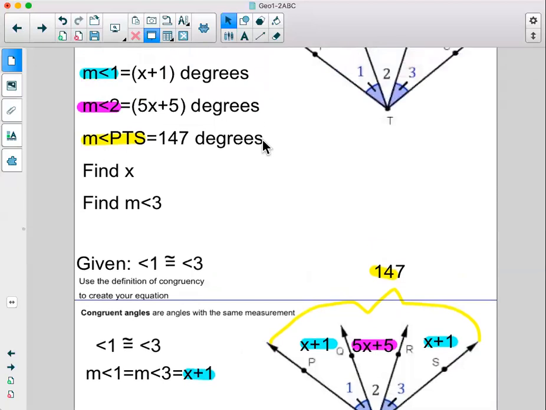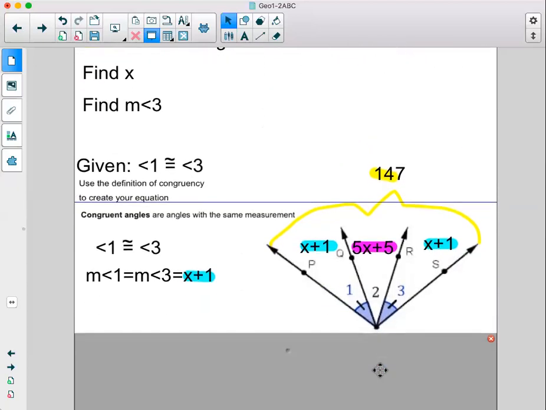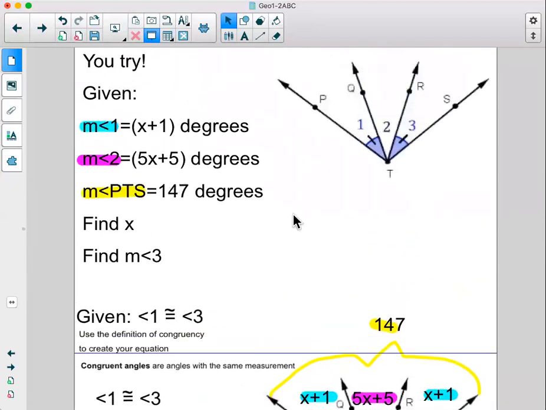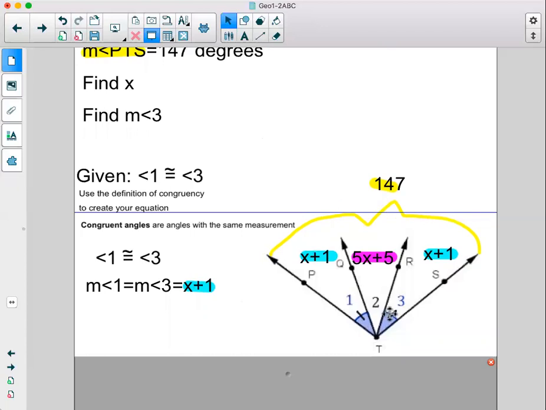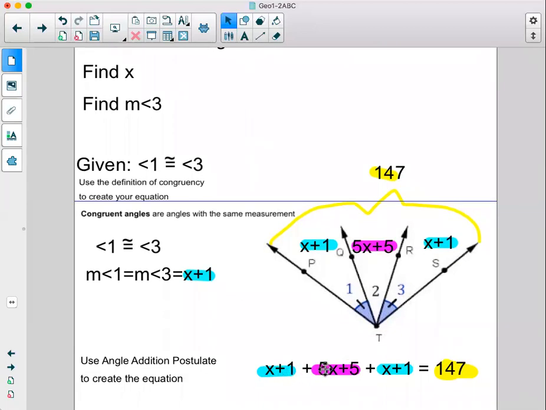And we were told in the given that measurement of angle 2 is 5x plus 5. So we can write all our given on here. We were told that the big angle PTS is 147. So all our information we can draw on our diagram. And we notice that these three angles are all right next to each other. There's no overlap and no gap. So we can use the angle addition postulate to set up our equation. Part plus part plus part equals the whole.